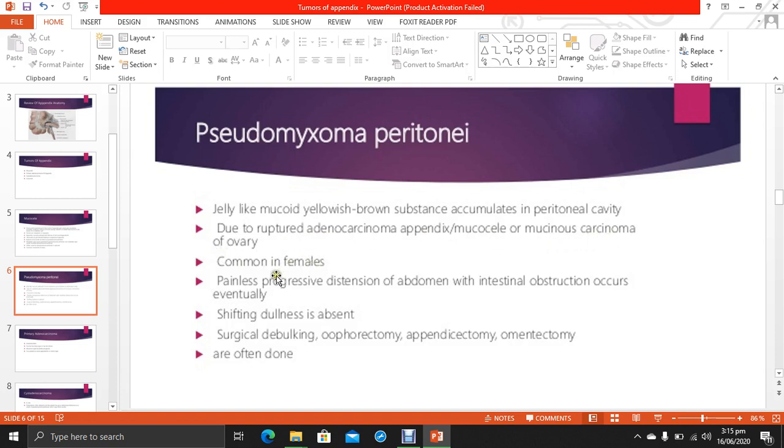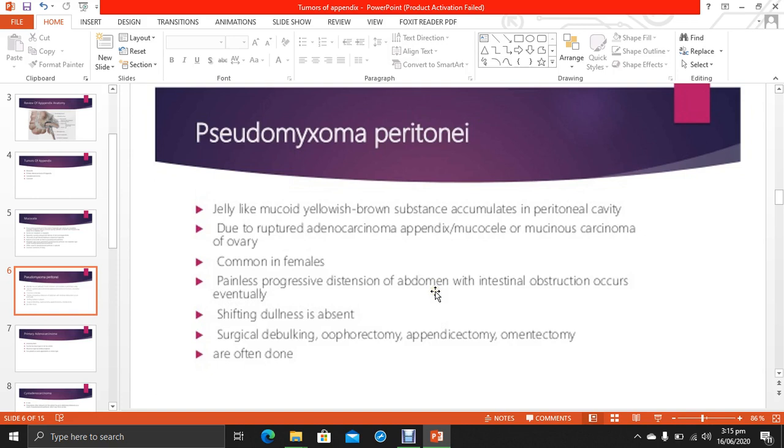This is common in females, and there is painless progressive distension of the abdomen, and sometimes intestinal obstruction can occur. In this, shifting dullness will not be there. It is a gel-like mucoid substance. It is not fluid-like, as we see shifting dullness in ascites, but in this case shifting dullness will be absent.